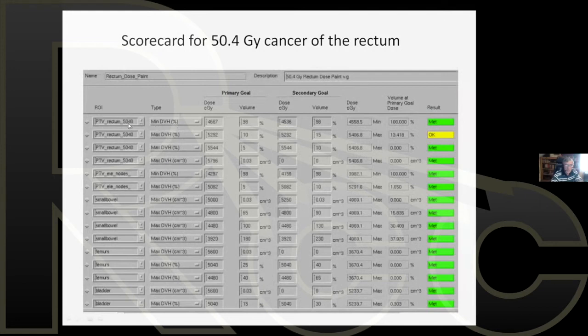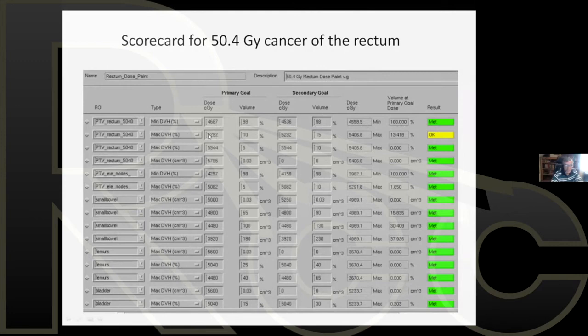So 50.40 to the rectum, right? 50.40 to the rectum. That line, we want 98% to get at least 93%. But look, we actually got no problem. We had the dose of 46.87, the target dose, that went to 100%.